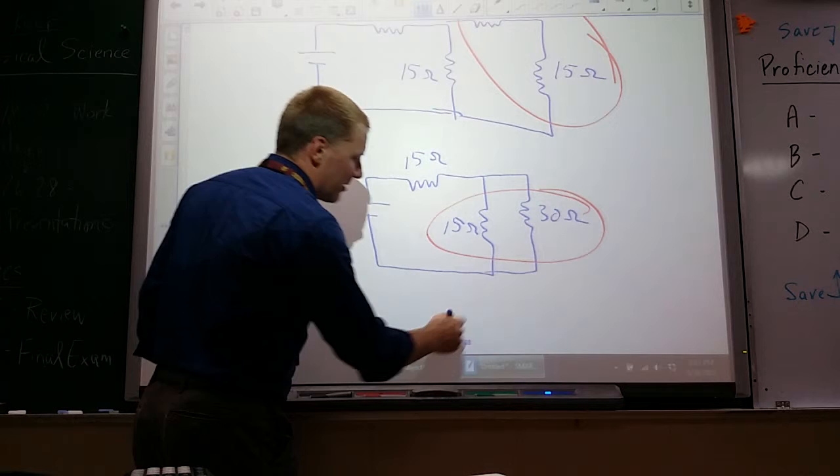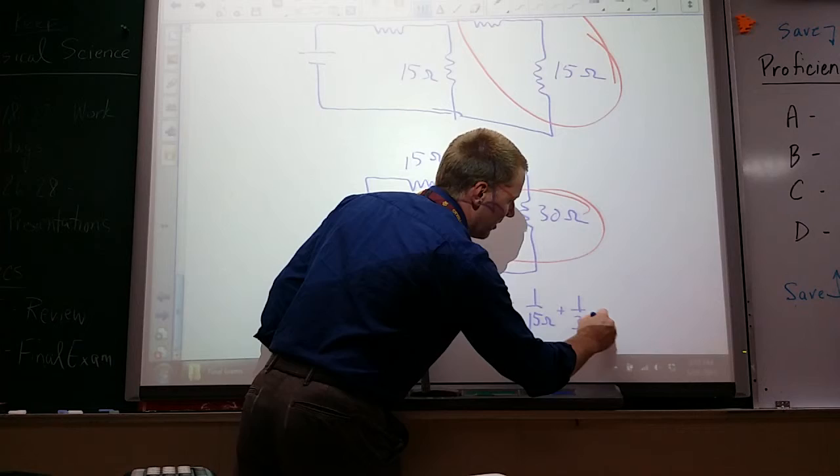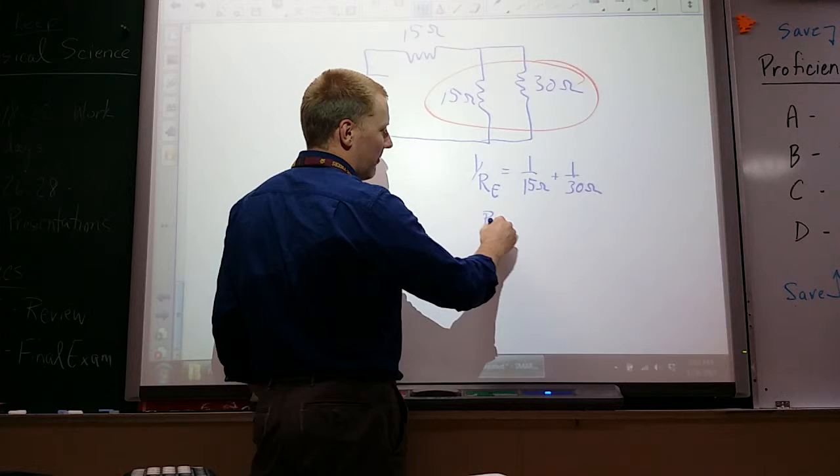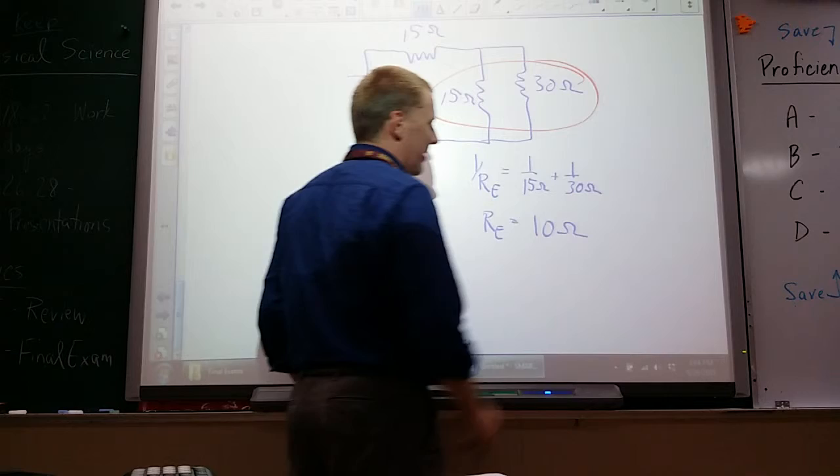I'll say 1 over R equivalent equals 1 over 15 ohms plus 1 over 30 ohms. So that'd be 3 over 30, or 1 over 10. So 1 over 15 plus 1 over 30 is 1 over 10. Okay, so it's 10. Never mind, I was keeping the 3 and putting the 10 in.